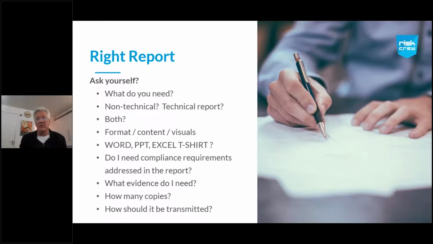Okay, all of this comes down to reports. Now, reports are reports, but again, I take you back to basics and say, what do you want? What do you need? Do you want a non-technical report? Do you want a technical one? Do you want both? What format? Do you want a PowerPoint? Do you want me to put it on a T-shirt? What are your compliance requirements? Is it for PCI or DPA? And you need the report to plainly say this meets compliance requirements.